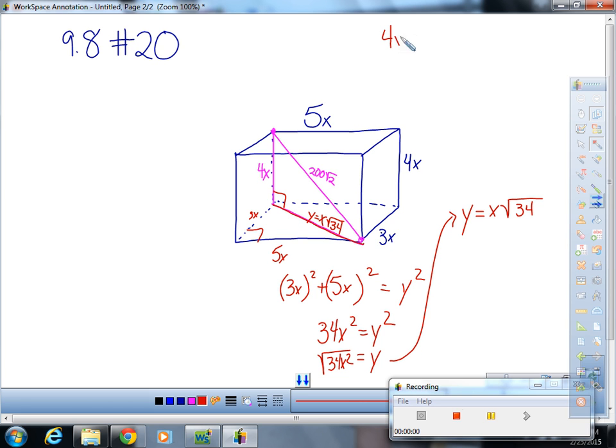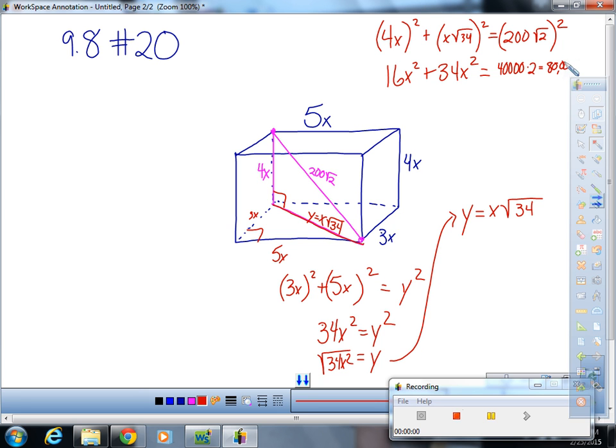So I would just say 4x squared plus x radical 34 squared is equal to 200 radical 2 squared. Okay, so we get 16x squared plus 34x squared is equal to, oh dear, that's 4, 0, 0, 0, 0 times 2. So that is 80,000. All right, so 16x squared plus 34x squared, that's 50x squared, is 80,000. Let me just make sure I got that right. Yep, okay. So divide each side by 50.